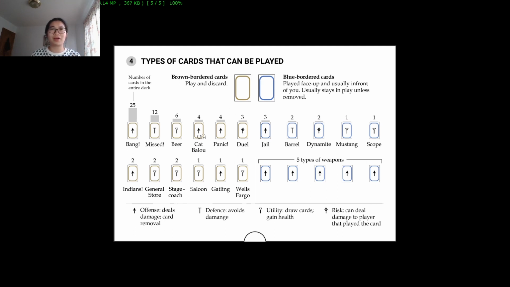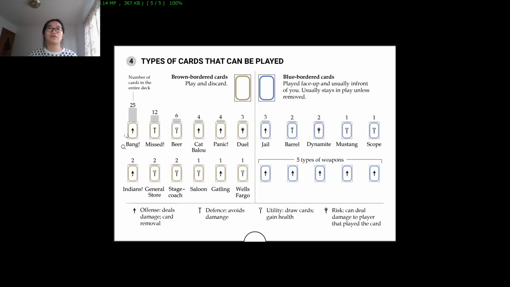So what I did was assign each card an attribute. These are the different types of attributes a card can have. It could be offensive, defensive, utility, help you draw cards, gain health, have a neutral effect, or it could be risky, so there's a potential for it to also deal damage to you, even if you played it.